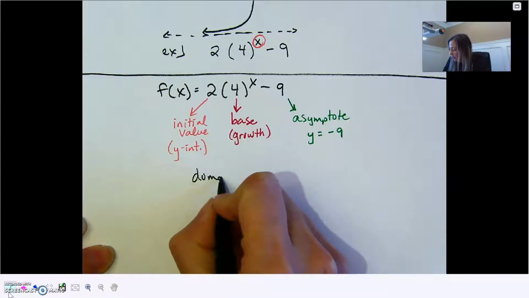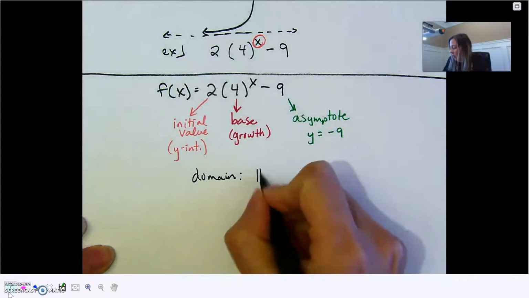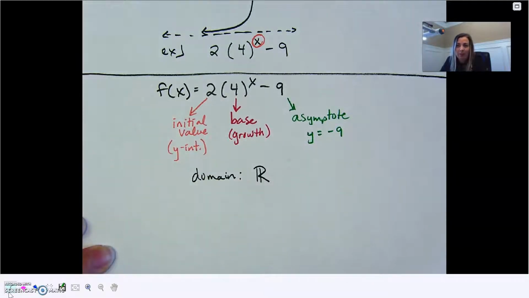Remember, your domain on these is just like the domain with all the other functions we've done this year. It's all real numbers. You can put anything in for x that you want as long as it's a real number. What other numbers are there? Well, there's this thing called imaginary numbers, and you'll learn that in algebra too.